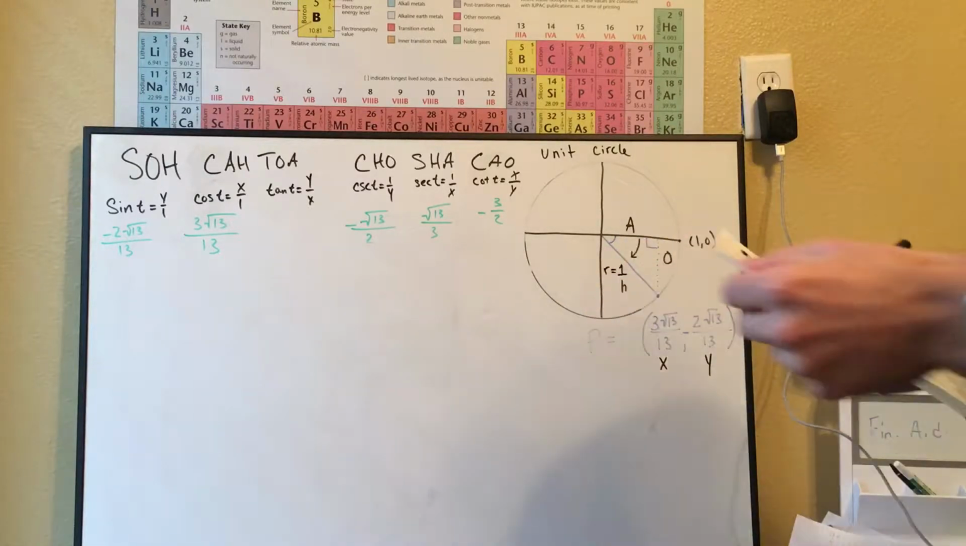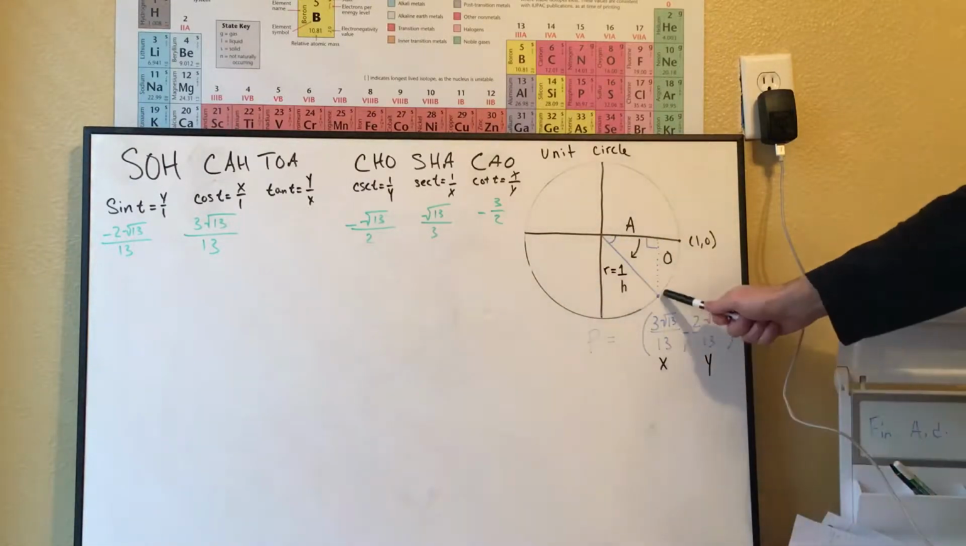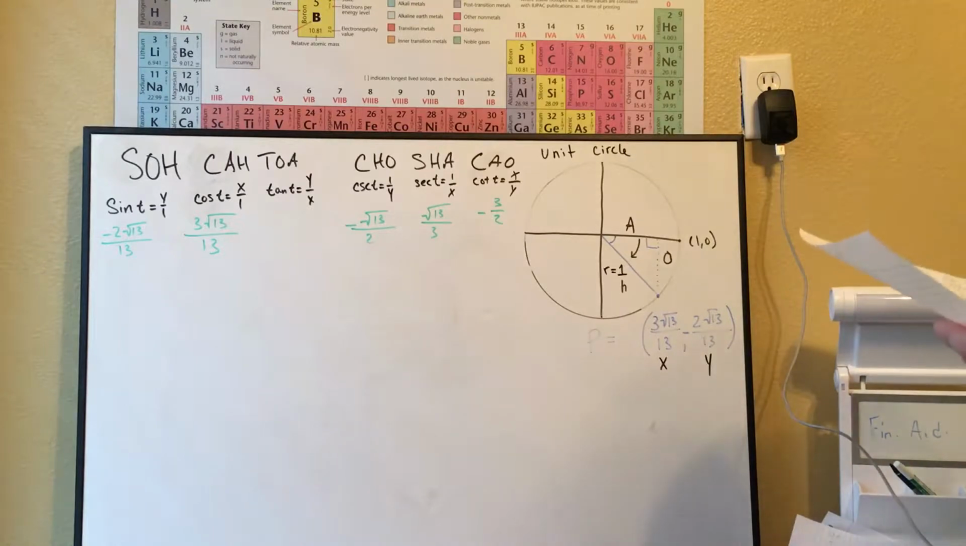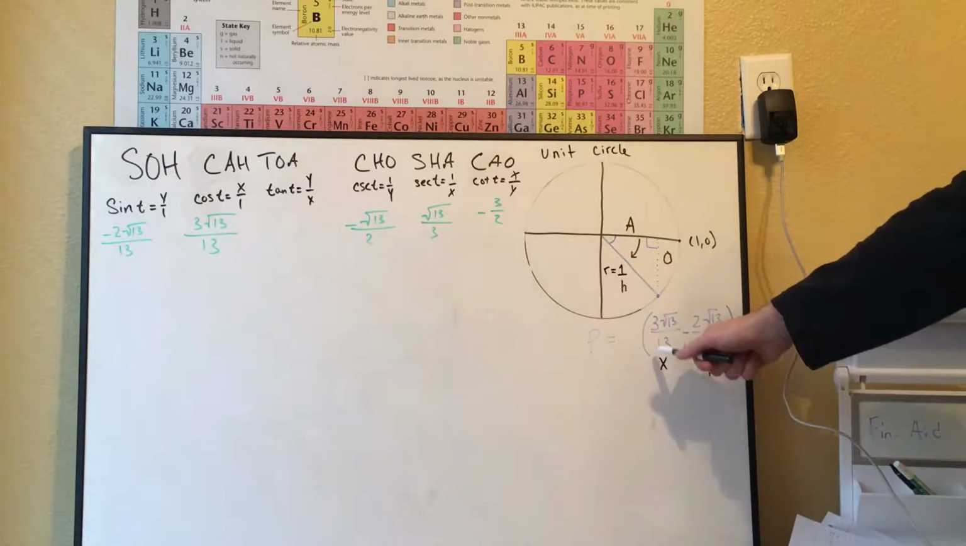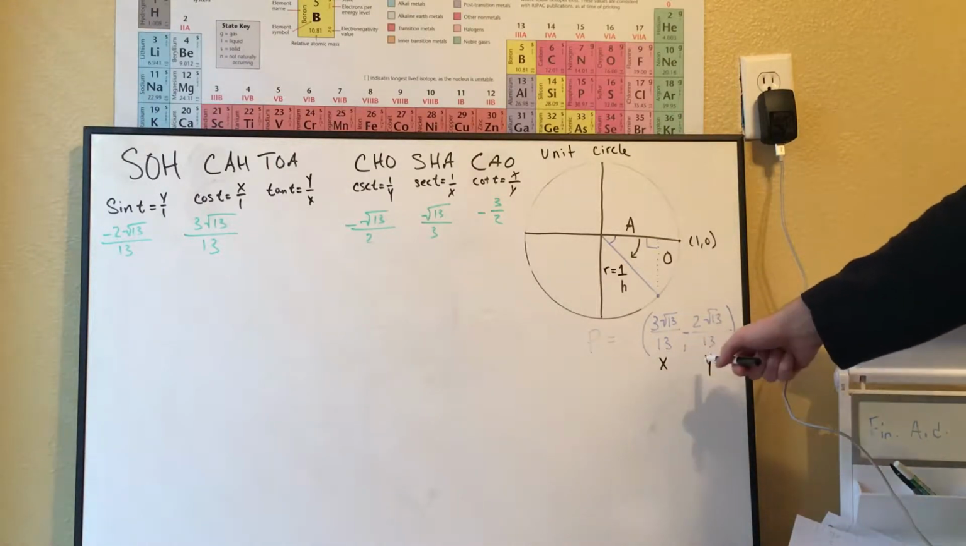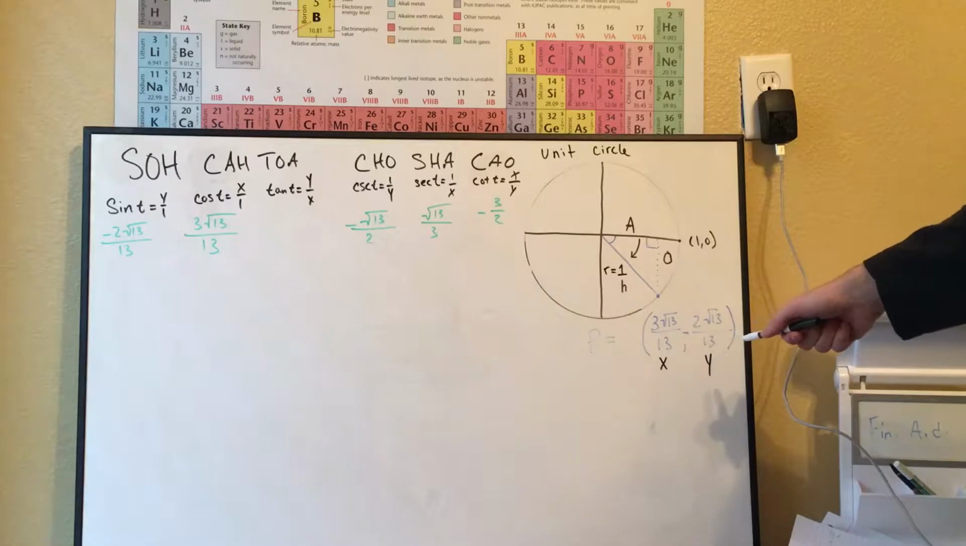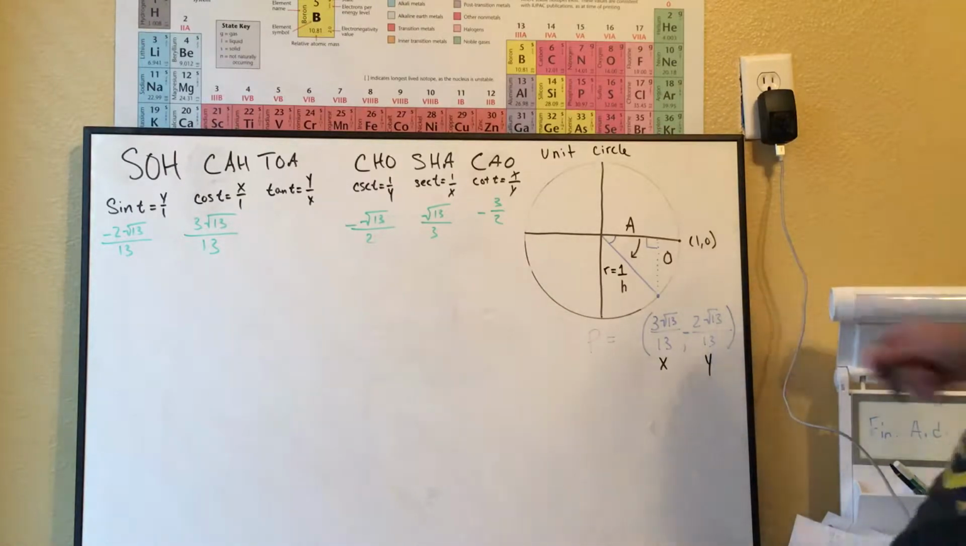The problem is this. A point P is shown on the unit circle corresponding to a real number t. Find the values of the trigonometric functions at t. Okay, so we're given point P with x value 3 times the square root of 13 over 13 and y value of negative 2 times the square root of 13 over 13. Anyway, I think I said that right.